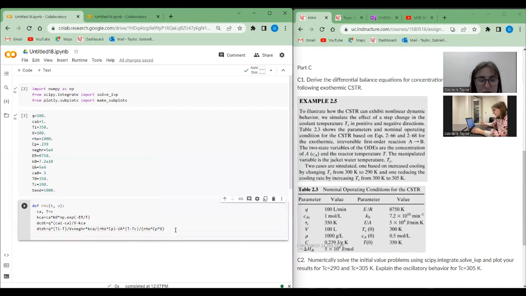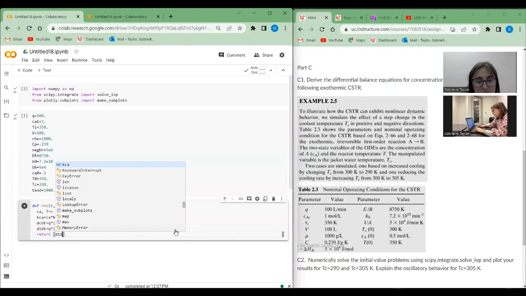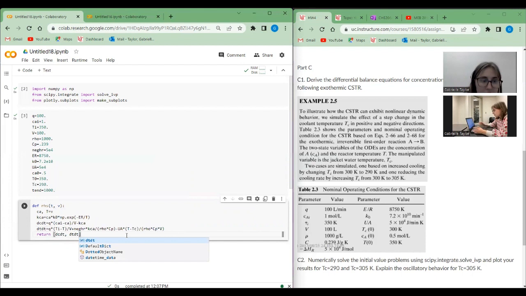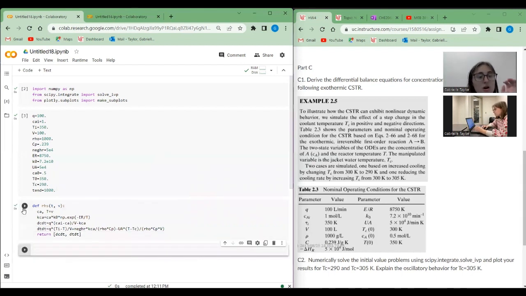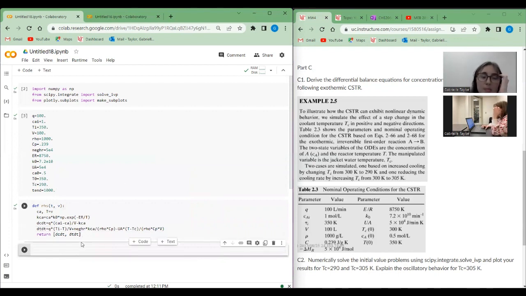Okay, so now let's return this. We had our vector starting as concentration and then temperature, so we have to do the same thing with our differentials. We have to do the differential of concentration, then the differential of temperature. So it's going to be dC/dt and then dT/dt. Okay, shift enter.